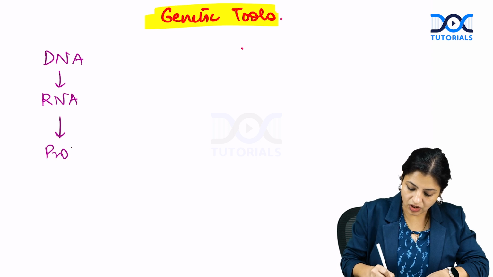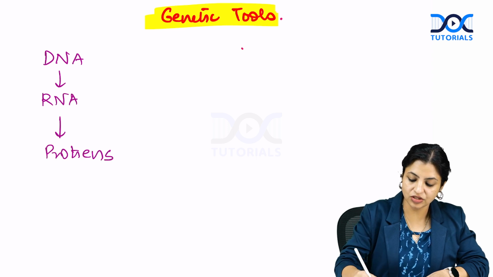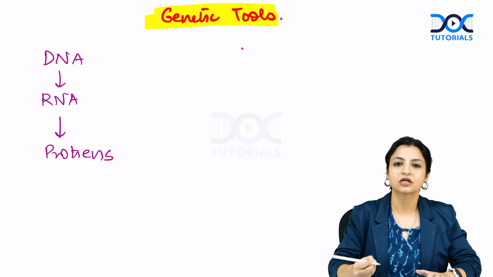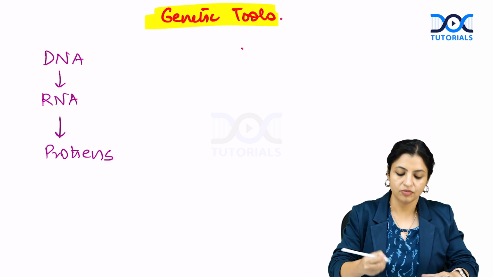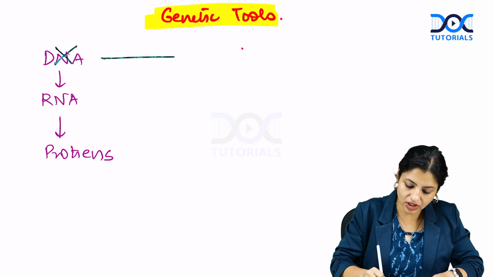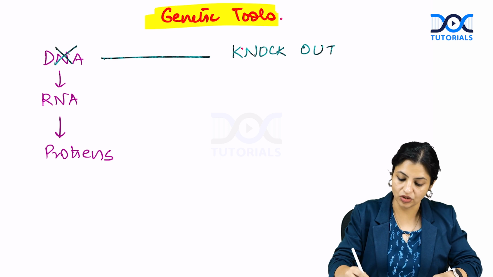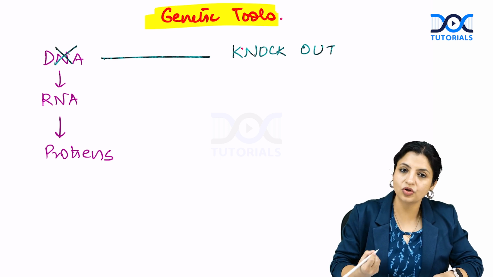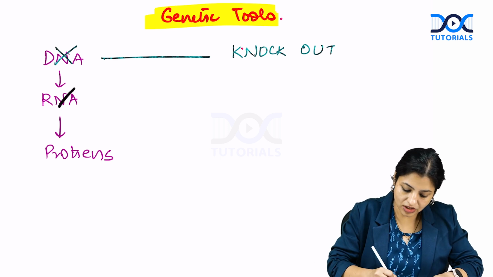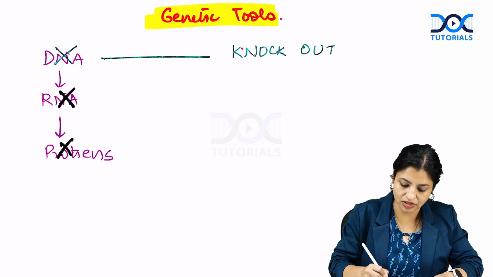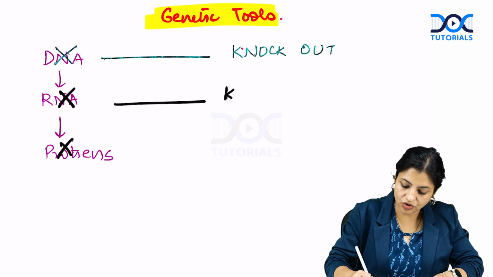Now you can do two things. What are the two things you can do? Either you can directly cut the DNA itself. If you cut the DNA itself, this is what is called knockout technology. Or you can cut the RNA or decrease the protein synthesis. Whenever you change the RNA expression, this is called knockdown technology.